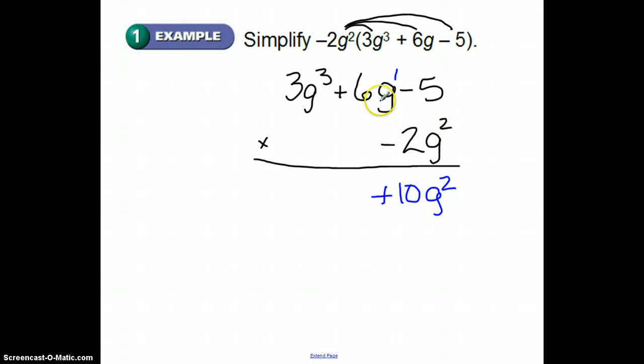Then negative 2g squared times 6g to the first is going to be negative 12g to the third. Now last one, negative 2g squared times 3g to the third is going to be negative 6g to the fifth.